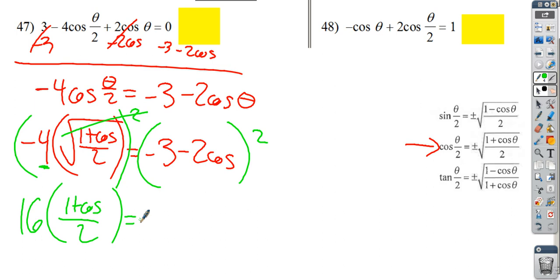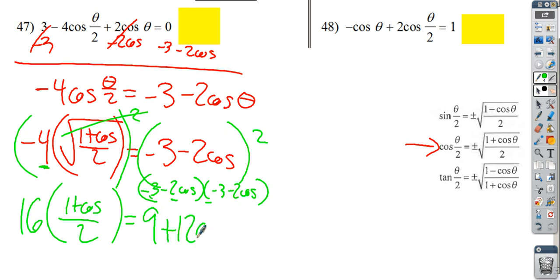And then this thing, when you FOIL it out, it's negative 3 minus 2 cos times negative 3 minus 2 cos again. When you FOIL that out, you're going to get 9. Negative 3 times negative 2 is plus 6, so it's going to be plus 6 plus another 6 would be plus 12 cosine. And then negative 2 times negative 2 is positive 4. Cosine times cosine is cosine squared.